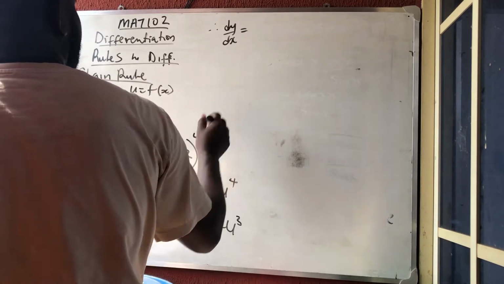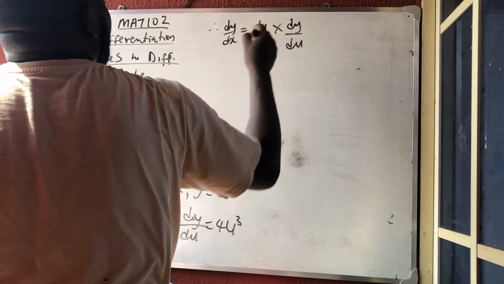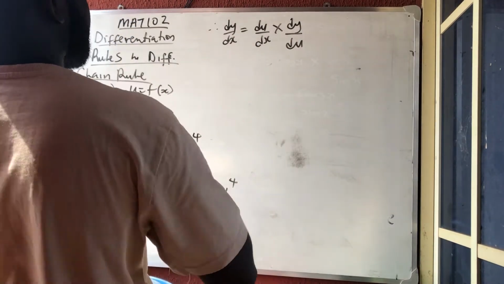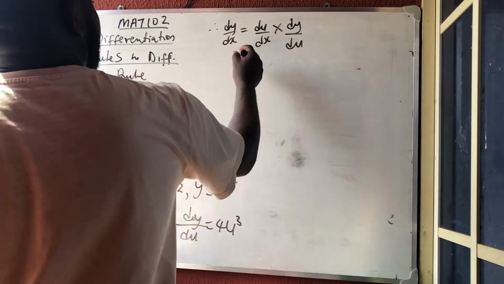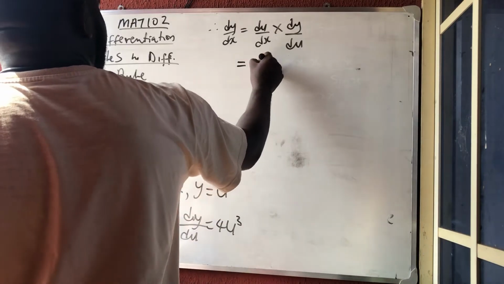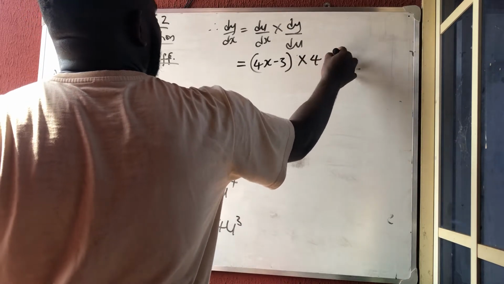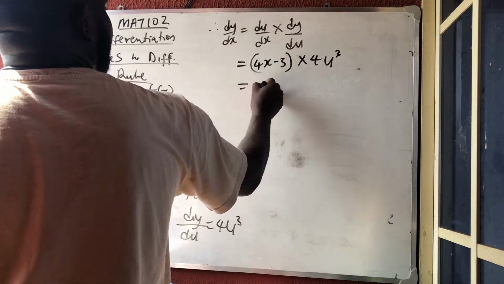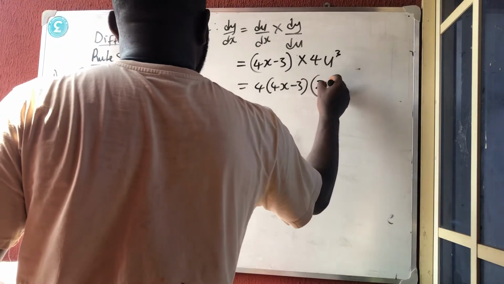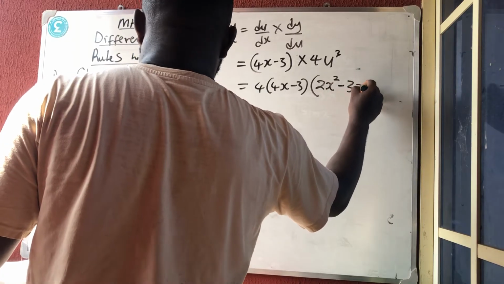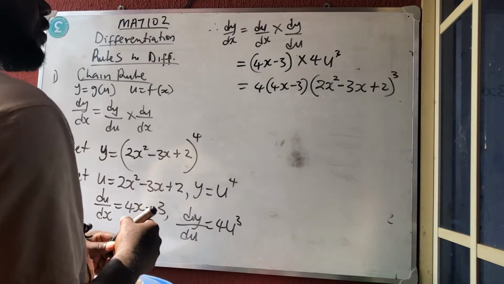Since I've gotten my du/dx and dy/du, therefore my dy/dx is simply to multiply the two of them, du/dx times dy/du. If you look at this, you will see that if these two cancel, I'm having dy/dx. So this one gave me 4x minus 3 multiplied by 4u raised to power 3. Take the 4 to the back: 4 bracket 4x minus 3. Then what is my u? My u is 2x squared minus 3x plus 2, all raised to power 3. And that's all. It's a very simple thing.